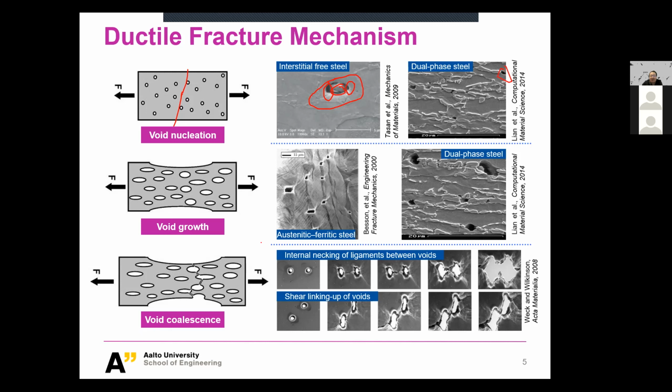So it looks like this. And this is the beginning, the origin of void nucleation. So I hope you get it. It's basically a deformation incompatibility between hard and soft phases or components.